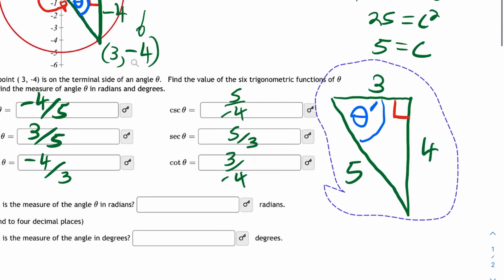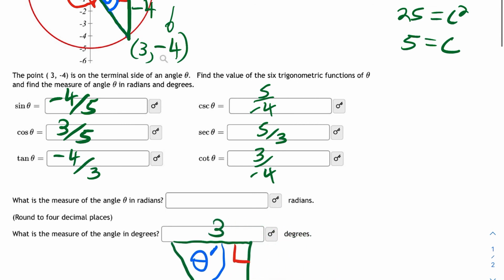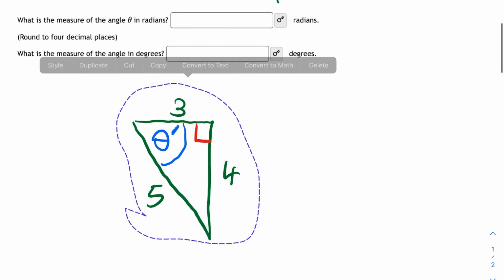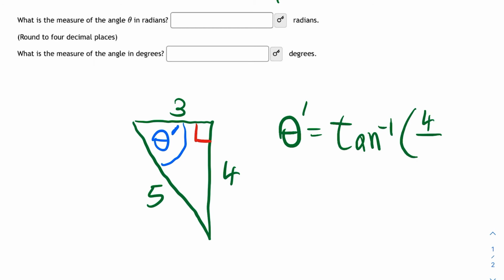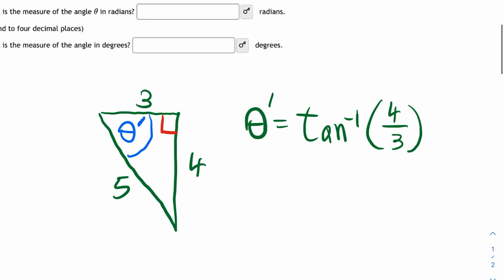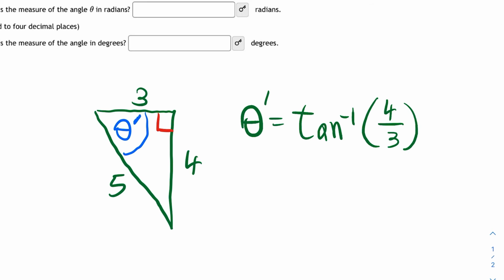Let's take this reference triangle and look at the arc tangent. Here we go. Theta prime is equal to the arc tangent of the opposite side of this reference triangle, which is 4, over the adjacent side, which is 3. So the ratio that represents the tangent, 4/3, is the same ratio that's going to give me this angle in the reference triangle.